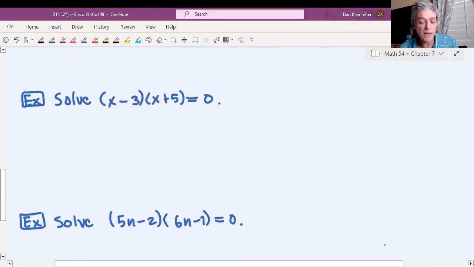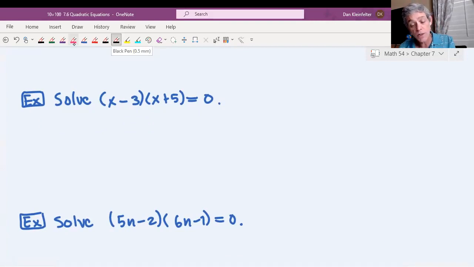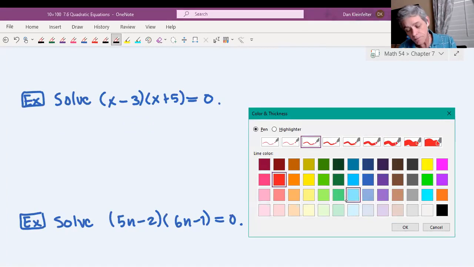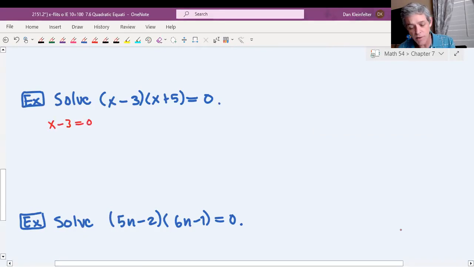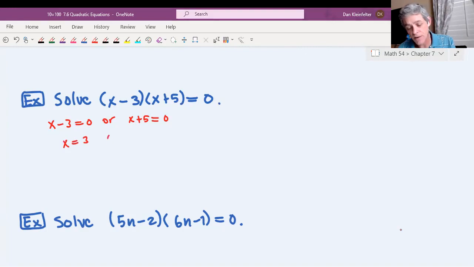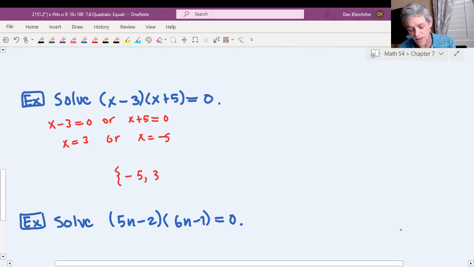Let's do it. So here, let's say we want to solve the equation (x minus 3)(x plus 5) equals 0. Using the zero product property, we could say, well, I've multiplied x minus 3 times x plus 5 and got 0. So then it must be that either x minus 3 is 0 or x plus 5 is 0. One of those two has to be 0 in order for the product to have come out 0. This gives us two little linear equations that we can solve. It must be that x is 3 or x equals negative 5. So there are two answers for this, negative 5 and 3.